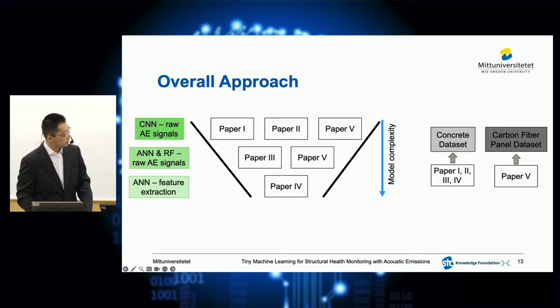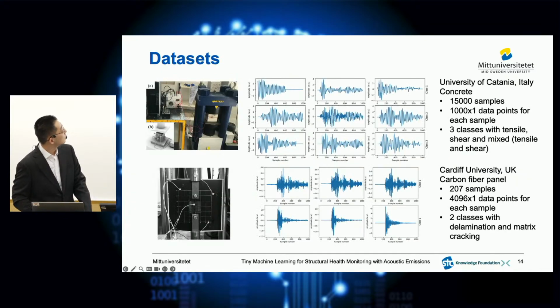The papers use 2 datasets, which you can see on the right-hand side. From paper 1 to 4, we use the concrete dataset, and paper 5 used the carbon fiber dataset. Then I will introduce the datasets we used.